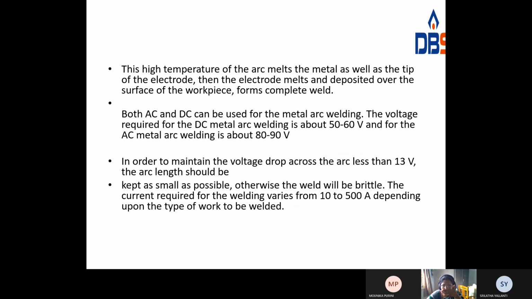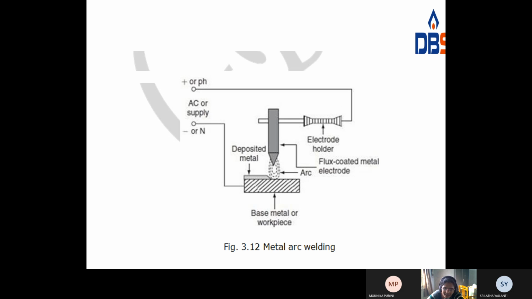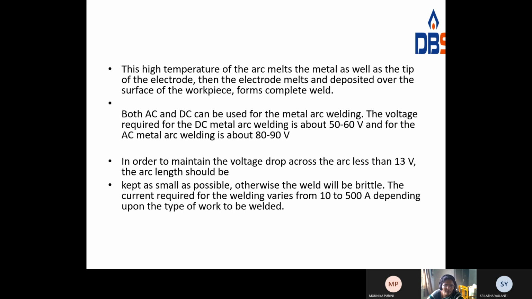These high temperatures of the arc melt the metal as well as the tip of the electrode. Then the electrode melts and is deposited over the surface of the workpiece and forms the complete weld. As I said previously, the electrode tip will be melted, and this filler material will be deposited on the metal. Both AC and DC can be used for metal arc welding, either AC current or DC current.